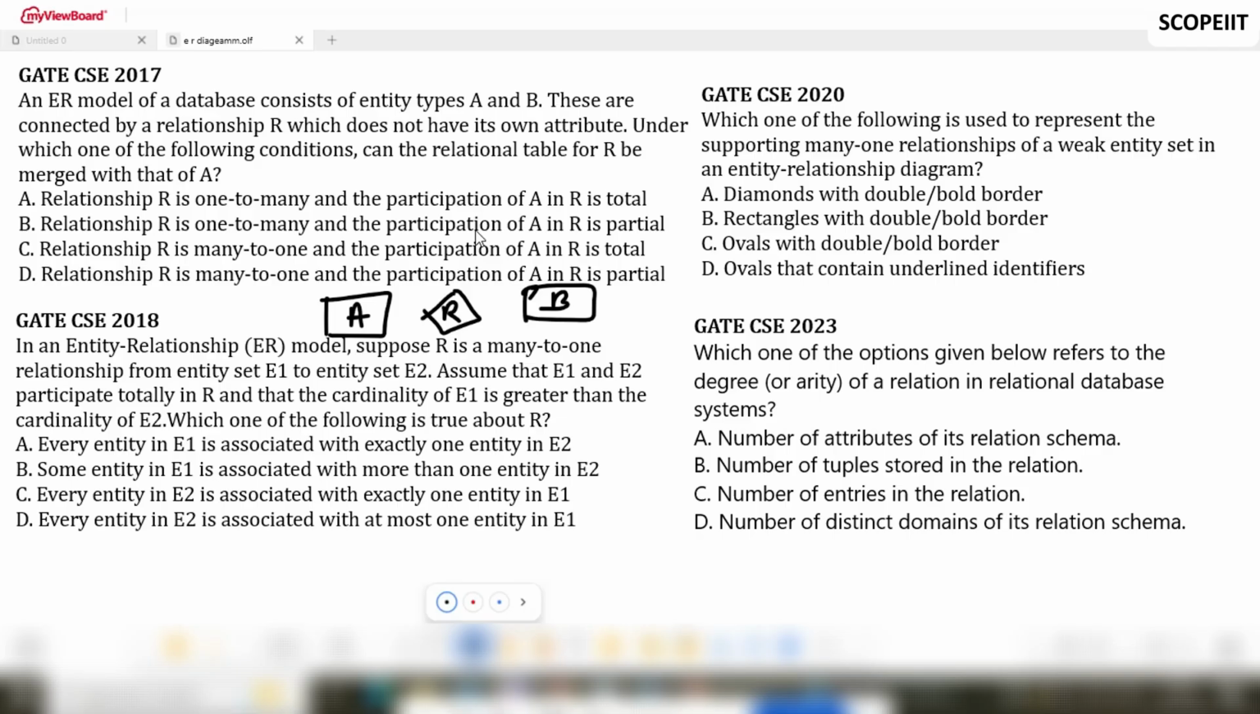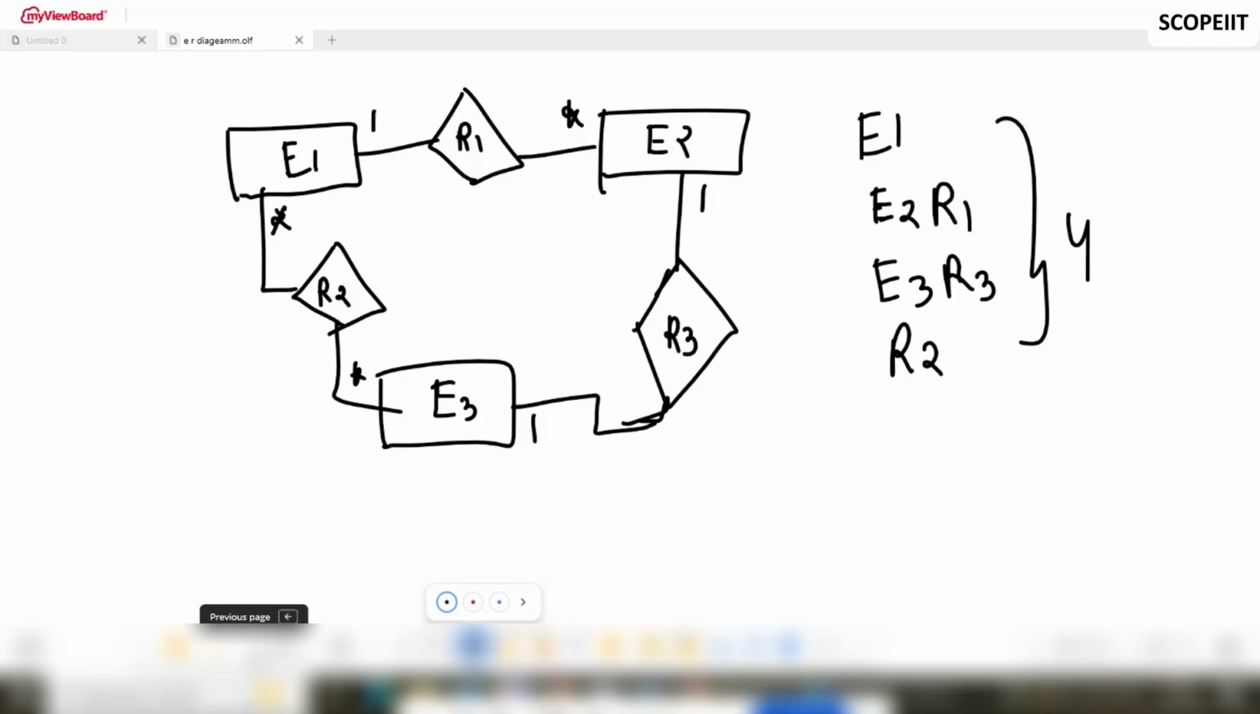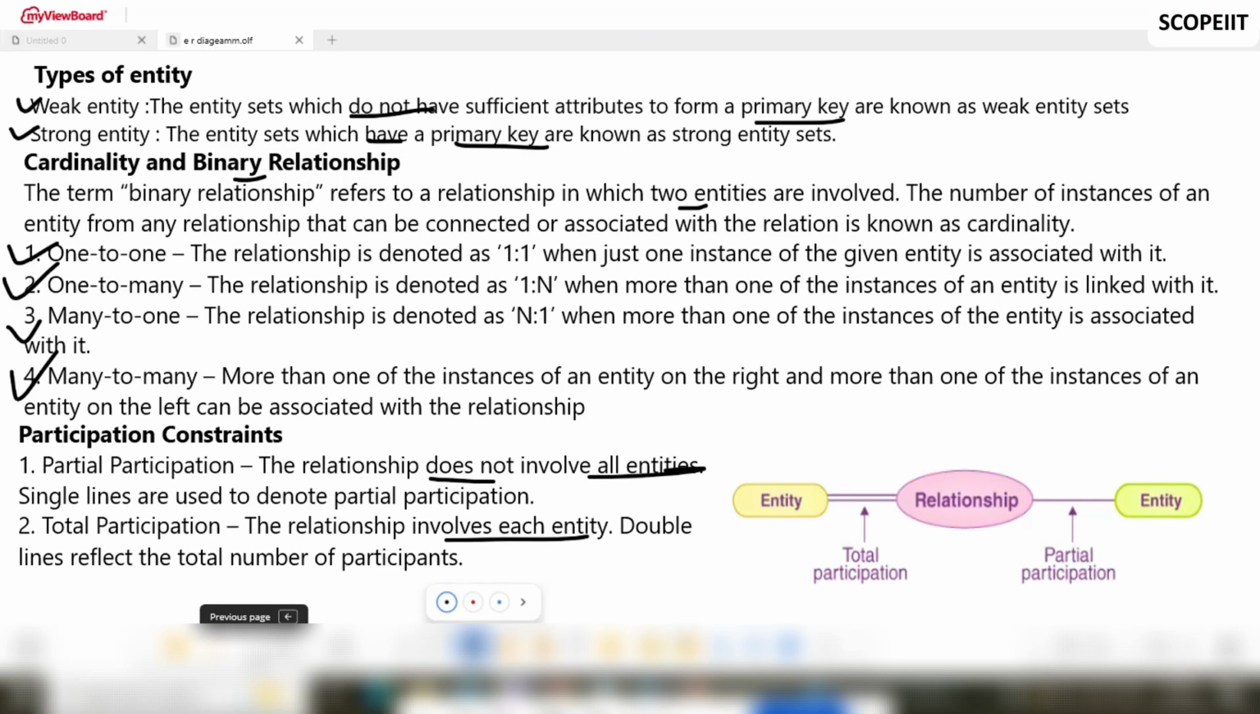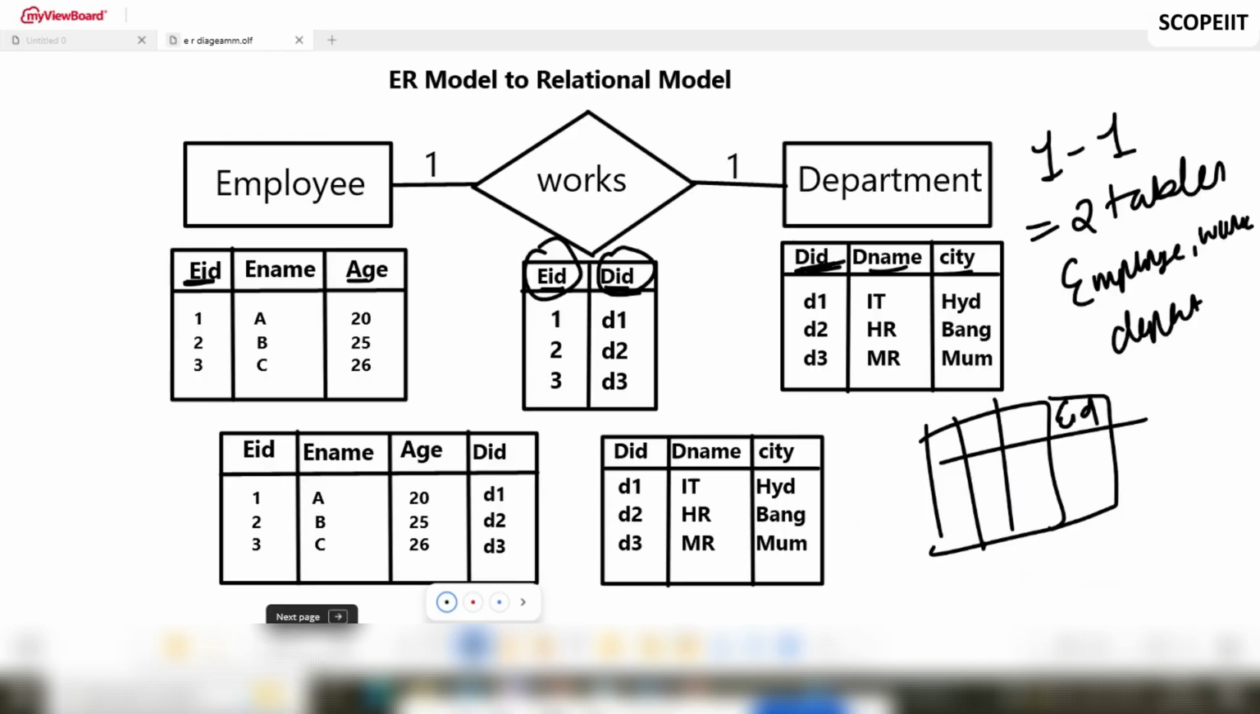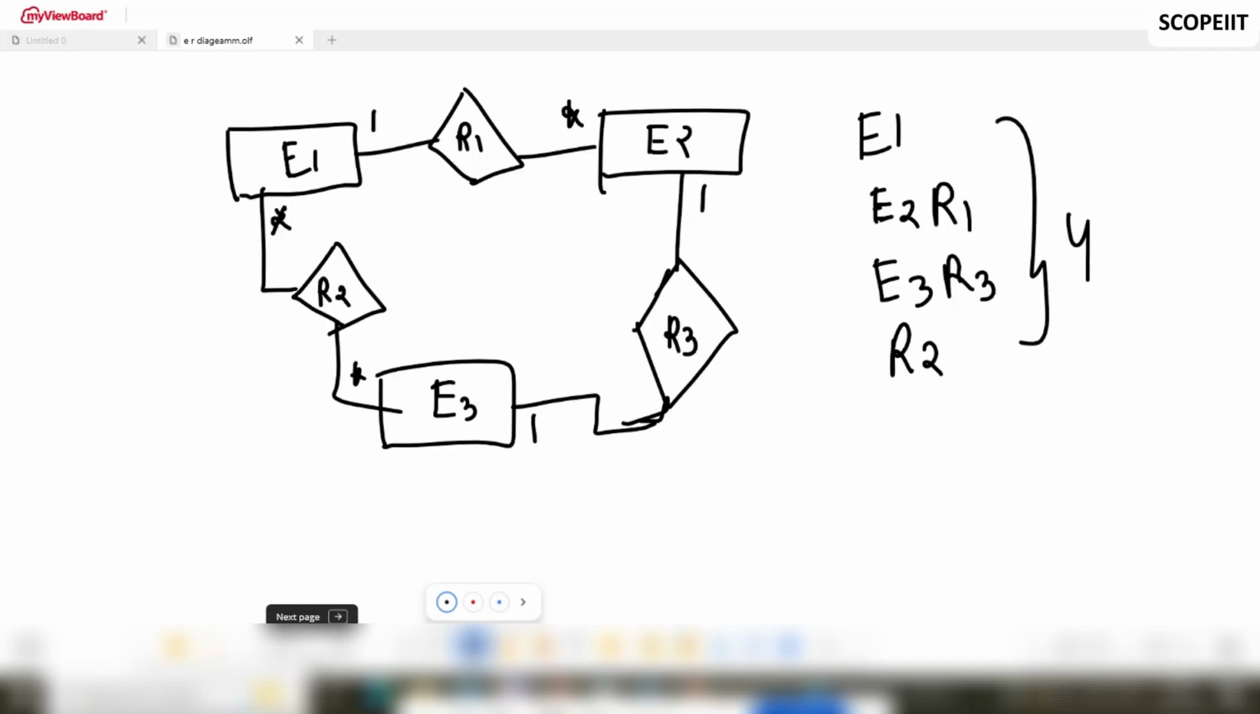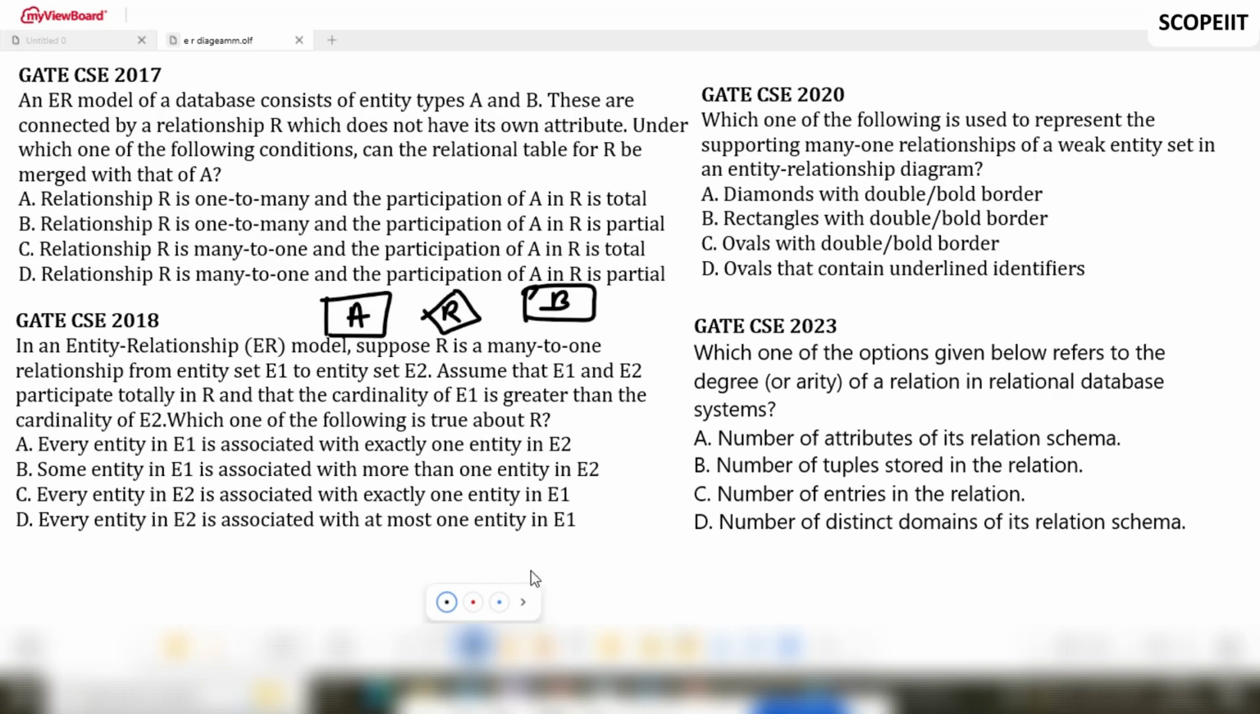Correct? Because that's what I said. This partial and total participation I already explained. So what is partial participation? The relationship that does not involve every entity. But here what they said is involved. So the relationship that involves each and every entity is known as total participation. So in this case, the participation will be total.